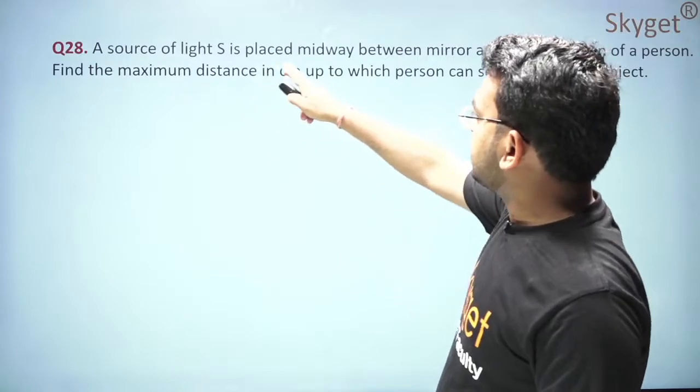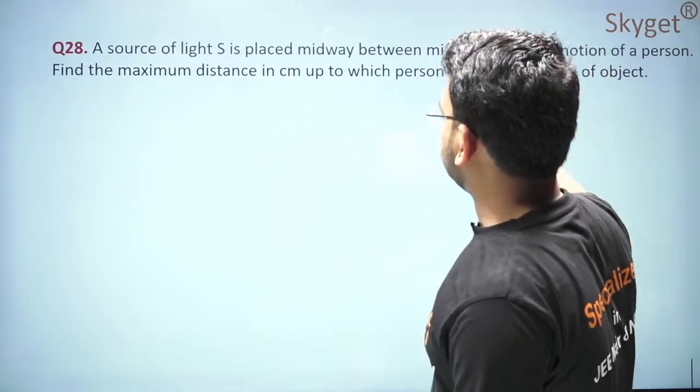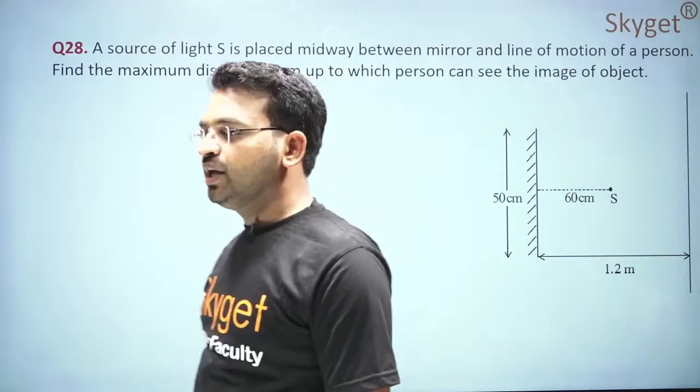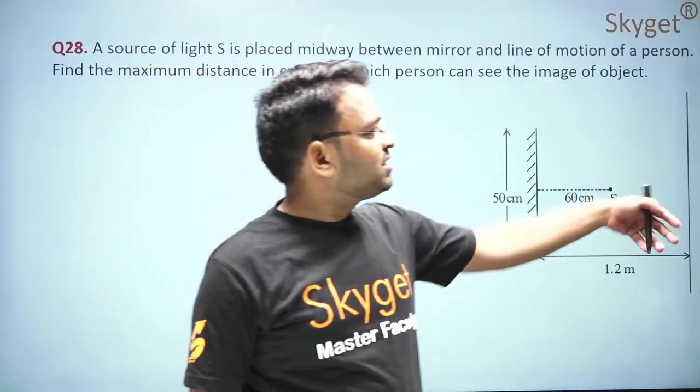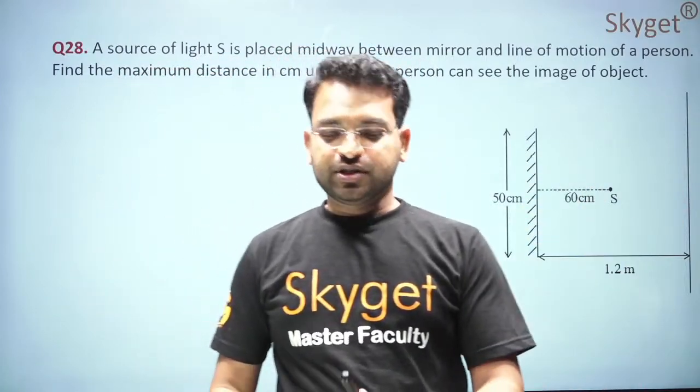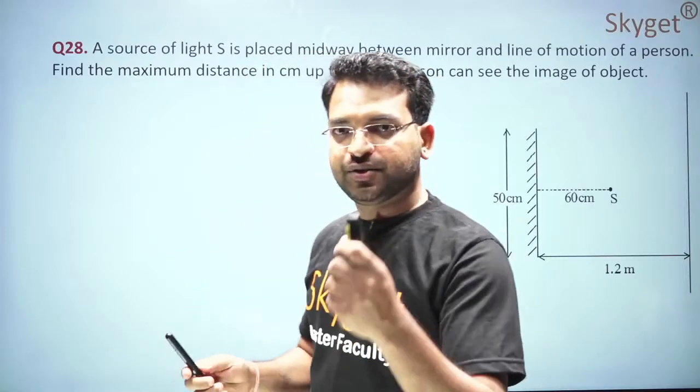Okay, a source of light S is placed midway between the mirror and this. Okay, let's see the question. There is one question, and they're saying, how far can you see in this screen? What does it mean? For example, you must have seen, just try to assume like that.